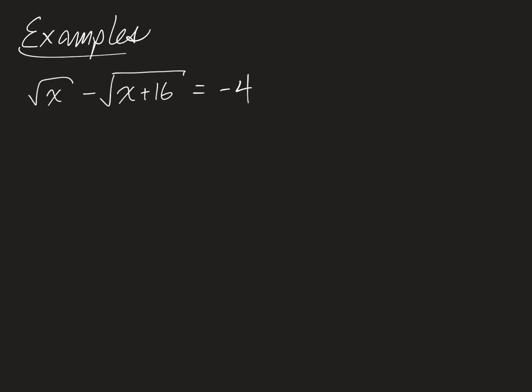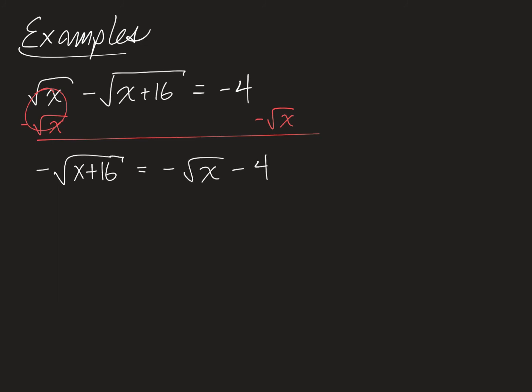But I am personally going to move the square root of x from the left side to the right side. And that is because I will have a simpler squaring process, and you'll see that in a moment. So let's subtract the square root of x from both sides. That will reduce that away, and I will have negative square root of x plus 16 equals negative square root of x minus 4.